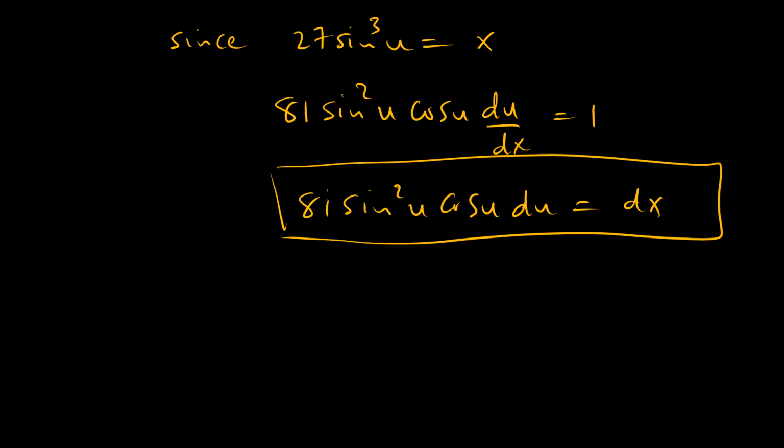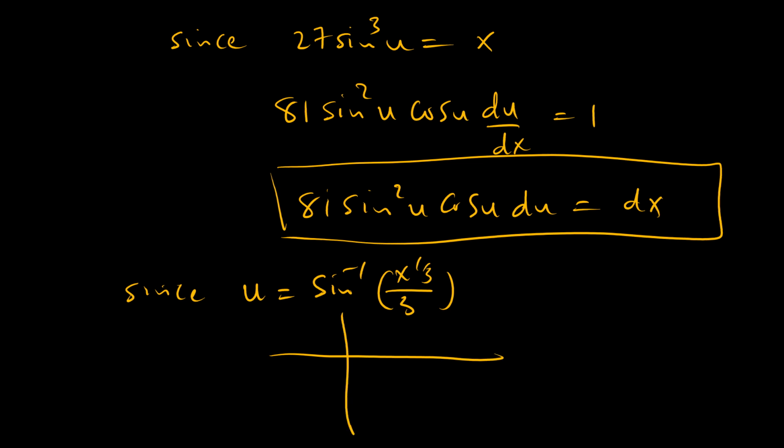Now we have to look at the limits. Since we've said that u is equal to arc sine of the cube root of x over 3, then in the x domain you have negative 27 as the lower limit and positive 27 as the upper limit. So the cube root of negative 27 is negative 3, divided by 3 is negative 1, and so the arc sine of that is negative pi over 2. And so in the positive domain we have positive pi over 2.